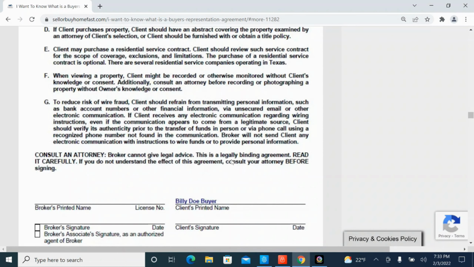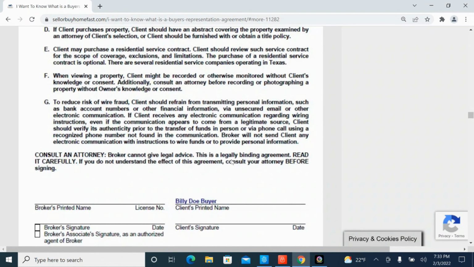Okay, when viewing a property, client may be recorded or otherwise monitored without client's knowledge or consent. Additionally, consult an attorney before recording photographs of properties without owner's knowledge or consent. So you basically must get the consent of the owner. If you're choosing to video the property, you must get consent from the owner to video an owner's property.